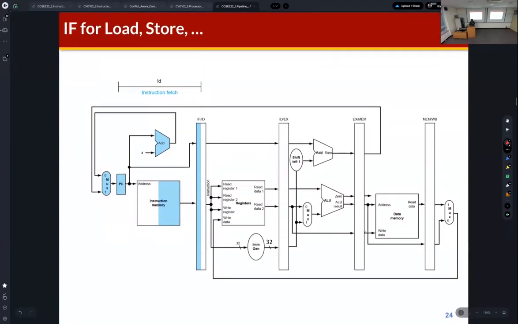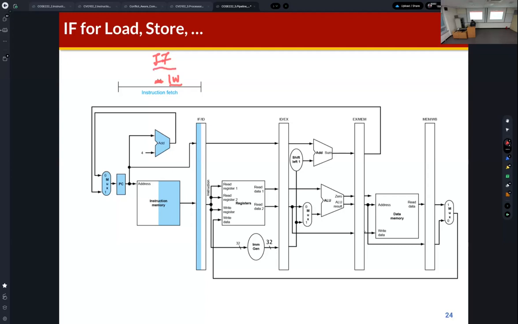So then let's see some detailed operations in the pipeline processor. This is the instruction fetch stage, and this is the load word instruction. In the previous edition, we studied the 64-bit computer, so the load instruction was LD. But now we are learning about the 32-bit computer system, so this is the load word.